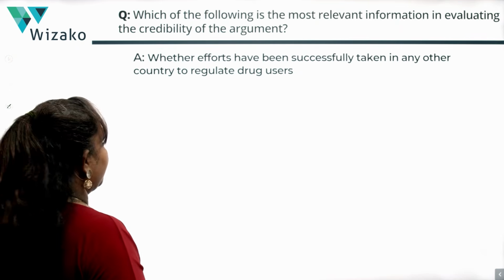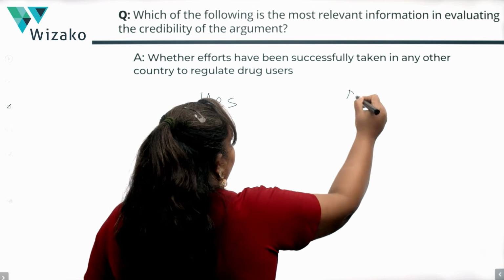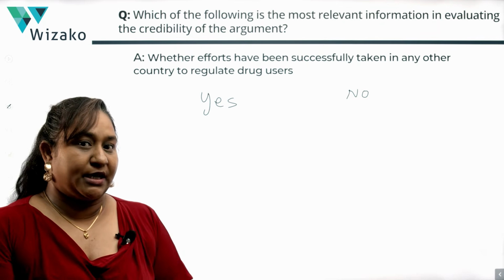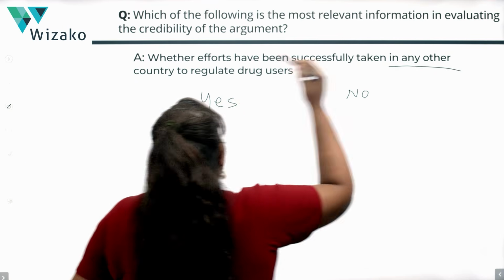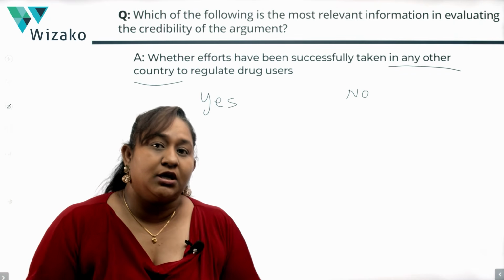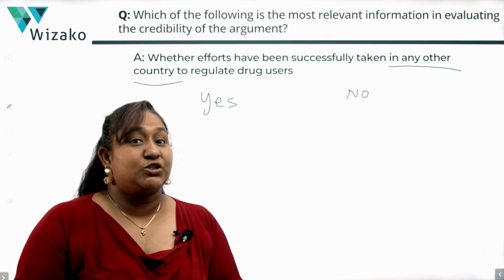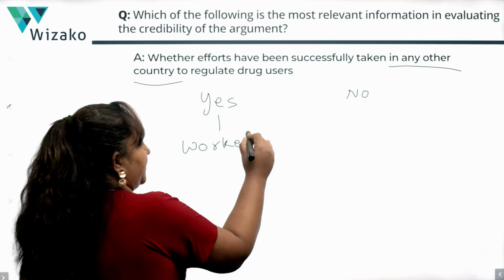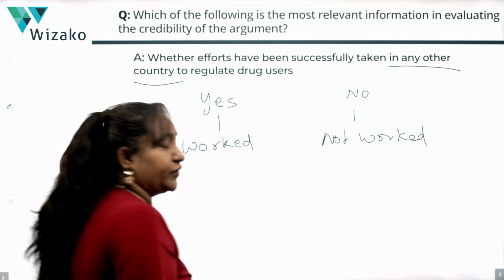So let's go through this process of elimination, looking at each of our answer options. There are two possible answers here, a yes and a no. Let's think about how it impacts the argument that has been made by the author. The statement says whether efforts have been successfully taken in any other country to regulate drug users. So this whole argument made by the author is about one government and one country. In this answer option, we are asking, has this worked in other countries? Let's say yes, it has worked in other countries. And if I say no, it has not worked in other countries, that action has not been successfully taken.